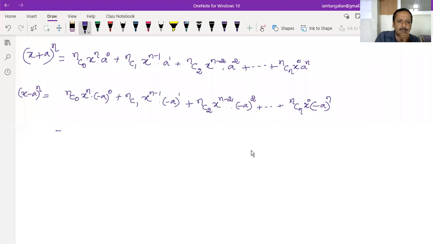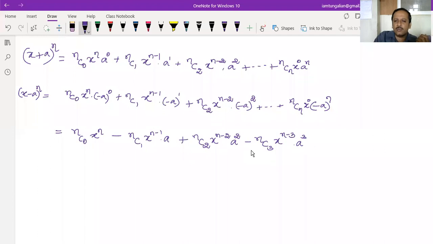Okay, further let me simplify. nC0 minus a whole power 0, that is 1 only, x power n. Here minus a whole power n, I can write this as minus nC1 x power n minus 1 into a. Minus a whole square will be plus only: nC2 x power n minus 2 into a square. Next term will be minus a whole cube, so it will become minus nC3 x power n minus 3 a cube, plus nC4 and so on.